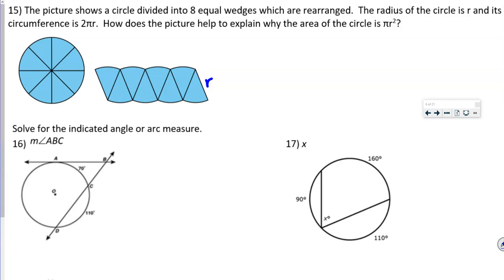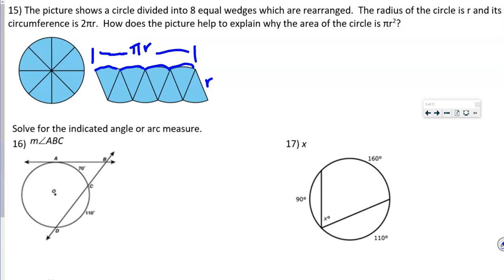Circumference is 2 pi r, right? So the radius of the circle is r, and its circumference is 2 pi r. But look, we've only got half the circumference here, so it's because it's 1, 2, 3, 4. Y'all see that? So this is actually only going to be pi r because it's only half the distance around the circle, okay?